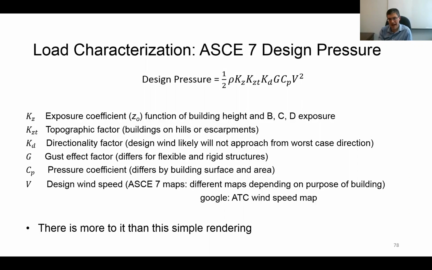And you're going to use different maps depending on what the purpose of your structure is. If it's a hospital, the wind speed maps look different than if it's a barn, for obvious reasons. That controls the level of conservatism.